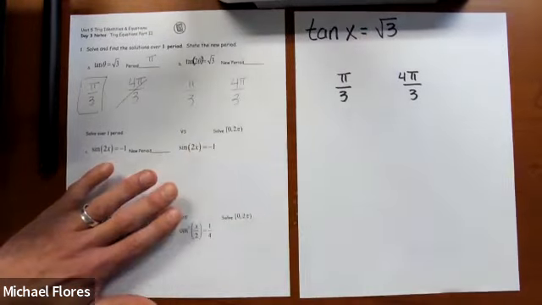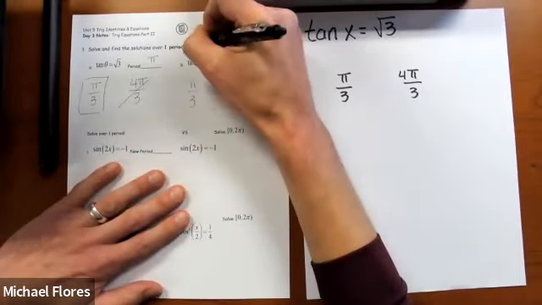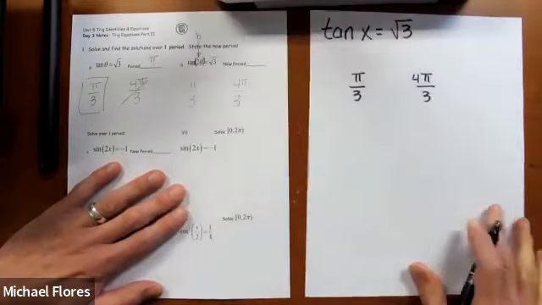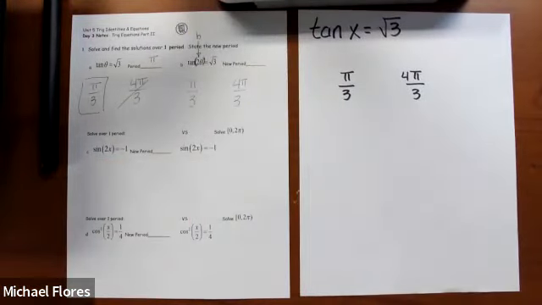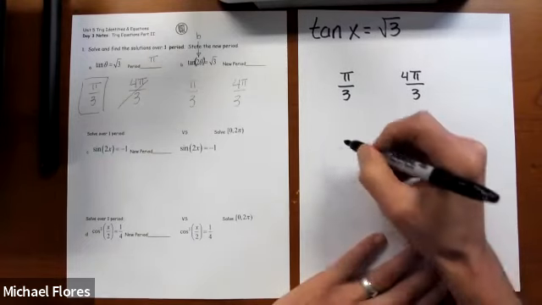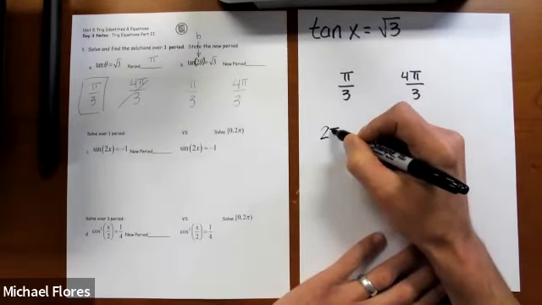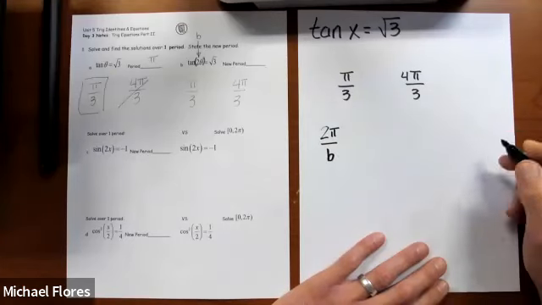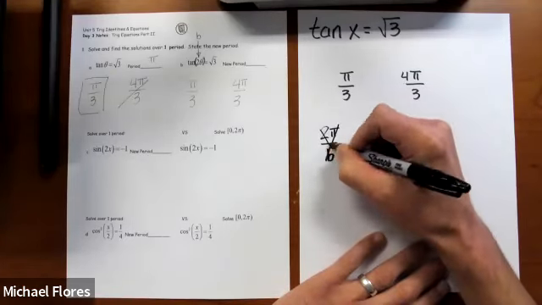What we have to do now is find the new period, and we do that by looking at our B value. We learned this back in unit 4. Our B value is 2. Now, the formula that we learned last unit to find a new period was 2 pi over B, but that's not going to work here.